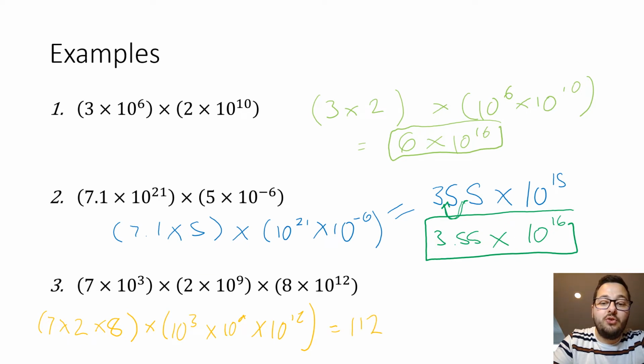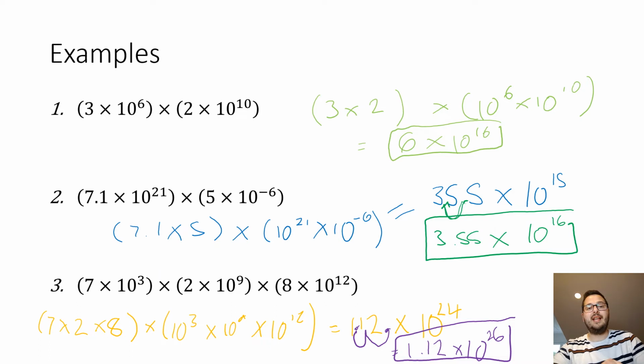So this is 1.12 times, and then if we add these powers up, 3 plus 9 is 12, 12 plus 12 is 24. So 10 to the 24. Now, our decimal point is here, but to get this between 1 and 10, we want to move it 1 and 2. So this is going to be 1.12 times 10. Now I moved it 2 places, so I want to add 2 to this. So it's 10 to the 26.